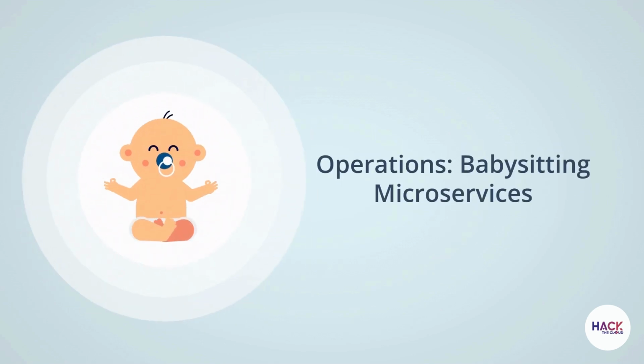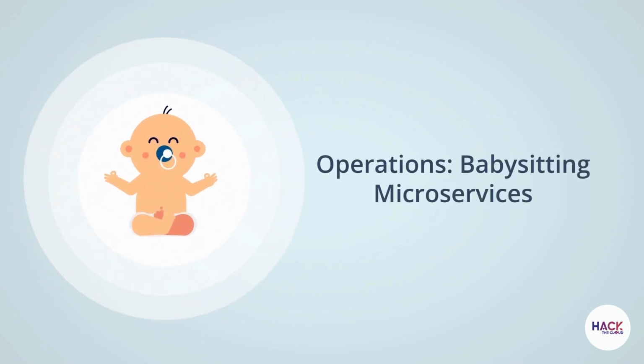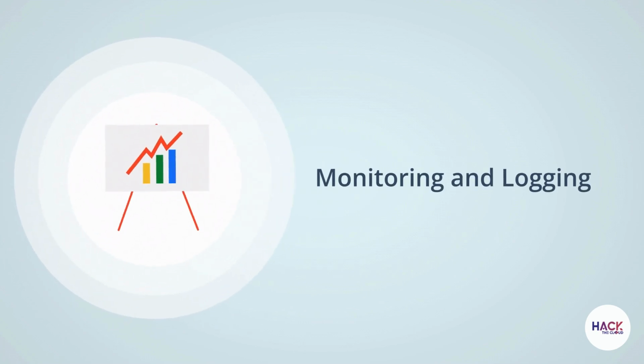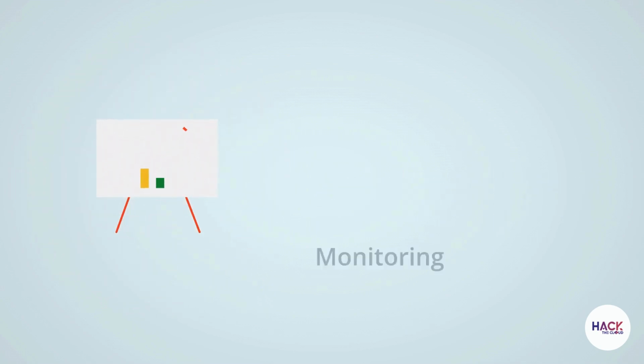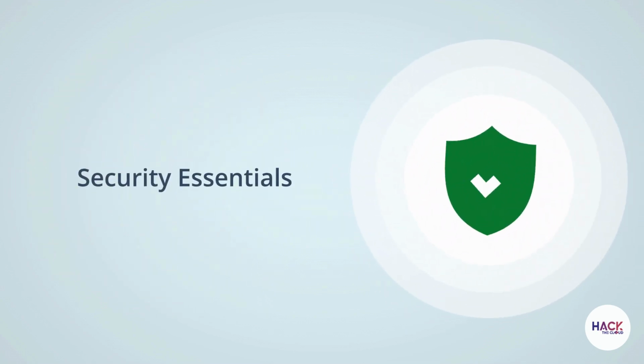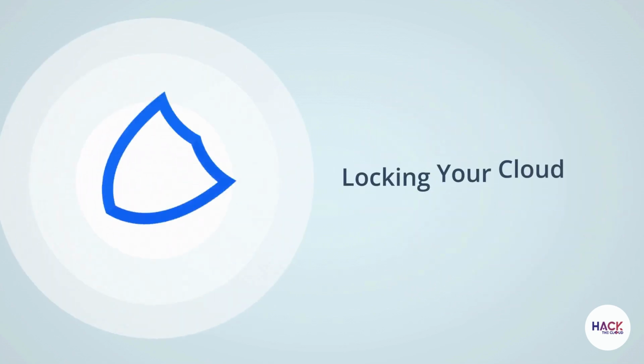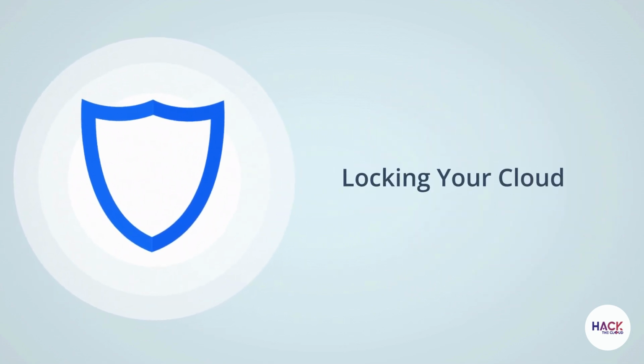3. Operations. Your microservices need babysitting. You'll need monitoring, logging, and advanced observability to stay on top of things. Because if a service fails and nobody knows, did it even happen? Security. And finally, infrastructure, data protection, compliance. It's like locking your house while you sleep. Remember, without security, the cloud feels like walking around with your wallet wide open.